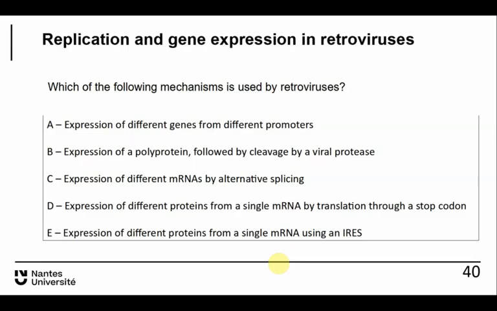Are we ready? Yeah, so retroviruses can express different genes from different promoters. Who says yes? Nobody, you're right, okay. One promoter in the LTR. They express a polyprotein cleaved by a viral protease. Who says yes? Yeah, that's right. GAG and GAG-POL, it's exactly that. They express different mRNAs by alternative splicing. Who says yes? Yeah, that's right.